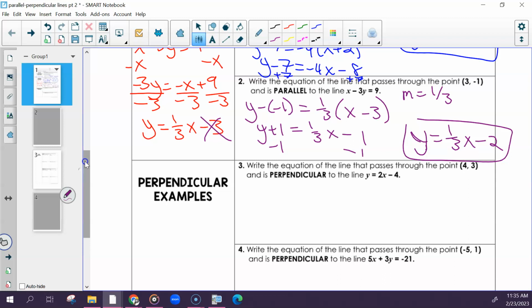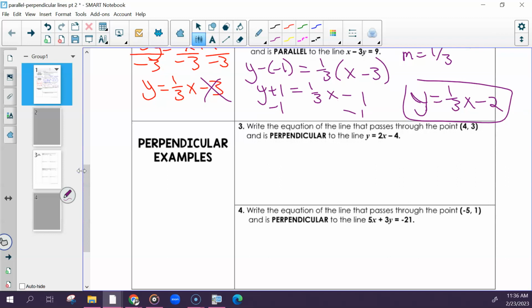So far, do we have any questions about this process? Any questions, anything like that? Because we're going to change gears. It's a similar process, or almost the same, with perpendicular, but it's a little different. There's an extra step in there.